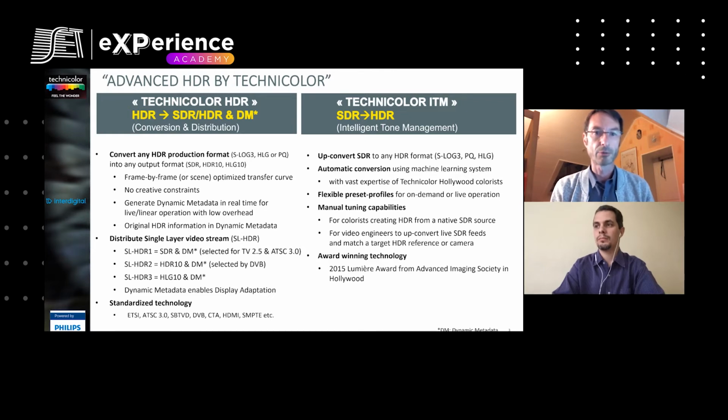So we have three solutions, in fact, of SL-HDR. There's SL-HDR1, which is SDR plus dynamic metadata, which has been selected by TV 2.5 and also by ATSC 3.0. There's SL-HDR2, that is HDR10 based plus dynamic metadata. This has been selected by DVB, and it's also a candidate standard in China. And there's also SL-HDR3, which is HLG based and also contains dynamic metadata. Dynamic metadata enables display adaptation. It's the optimum adaptation of the HDR signal to the peak luminance of a display.